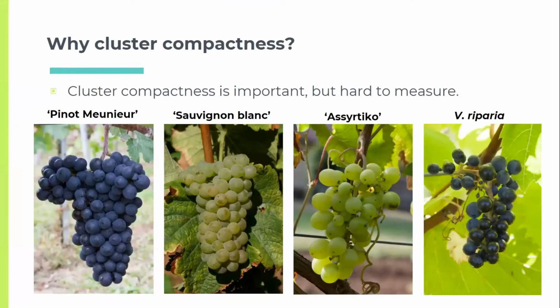So why cluster compactness? Why are we interested in this trait at all? As I'm sure all of you know, it's a very easy trait to observe, right? You can see on the left some very compact clusters, and then also some very loose clusters. The one on the far right, Vitis riparia, is one that we work with a lot in our cold hardy breeding program, and as you can see, it's a very loose, open cluster. And so we can see this trait. It's very easy to observe visually, but it's hard to measure.